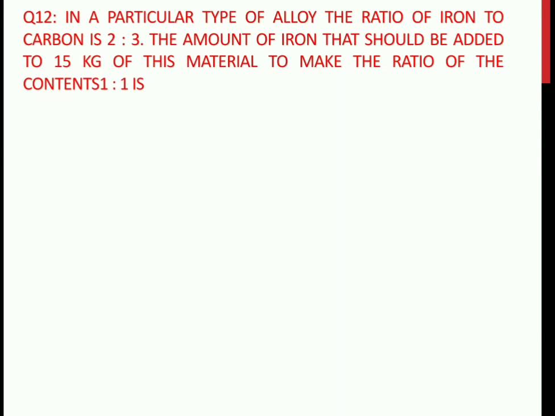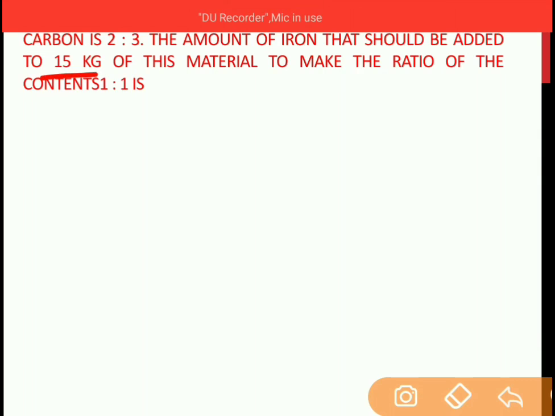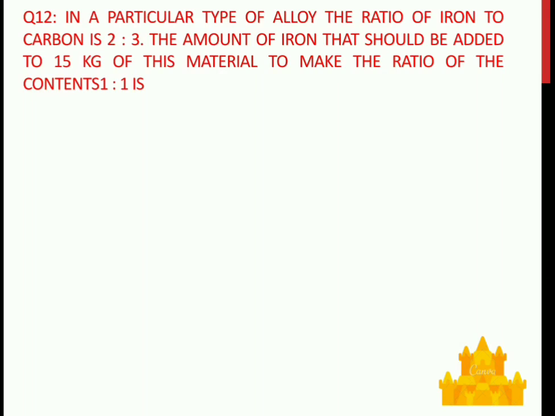In a particular type of alloy, the ratio of iron and carbon is 2:3. What amount of iron should be added to 15 kg of this material so as to make the ratio 1:1? Now initially there is an alloy of iron and carbon having a ratio of 2:3. We need to add iron in such a way that the ratio of iron to carbon becomes 1:1. The amount of alloy initially is 15 kg.